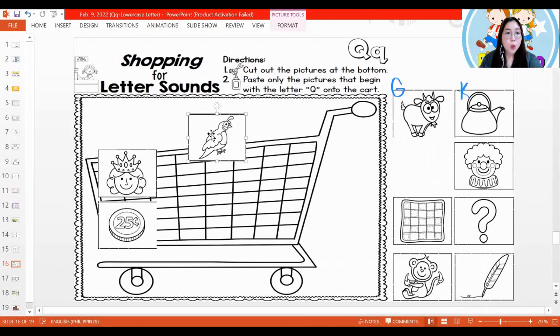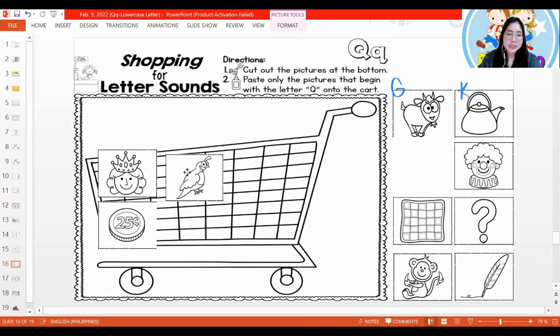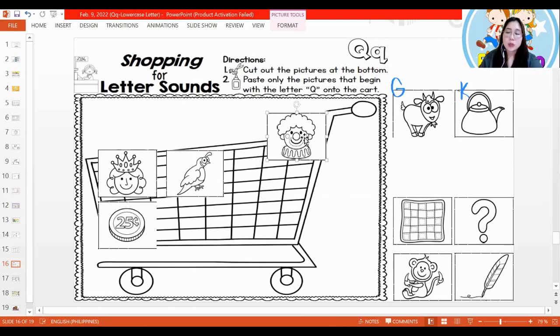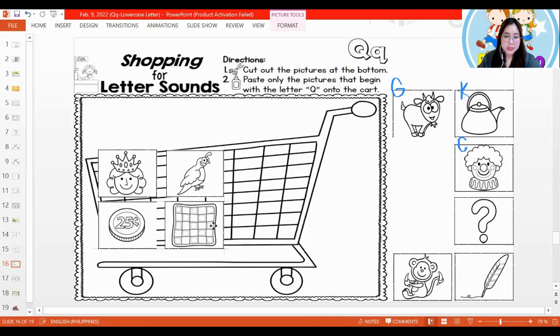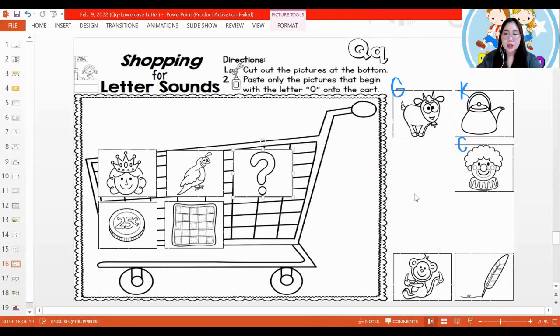Then we have quail. Does quail start with the letter Q? Yes, so it should be inside our shopping cart. Then we have clown. Does clown start with the letter Q? No, it starts with what letter? Letter C. Then we have quilt. Does quilt start with the letter Q? Yes. So we should put it inside. Then we have question mark. It also begins with the letter Q.